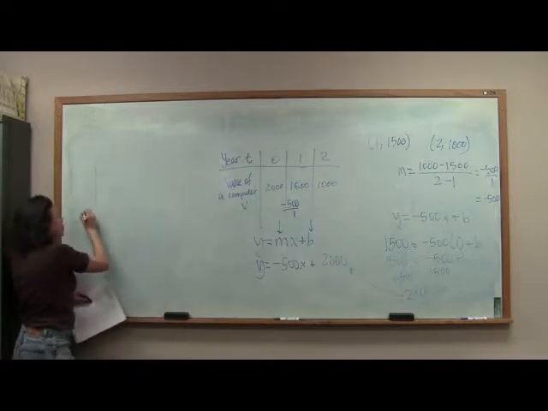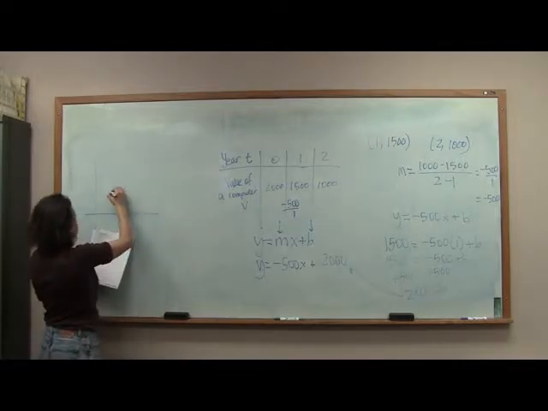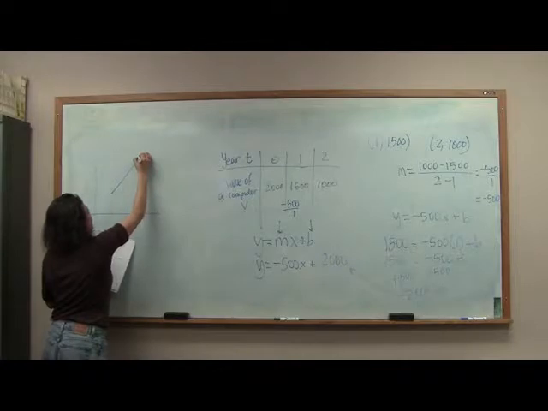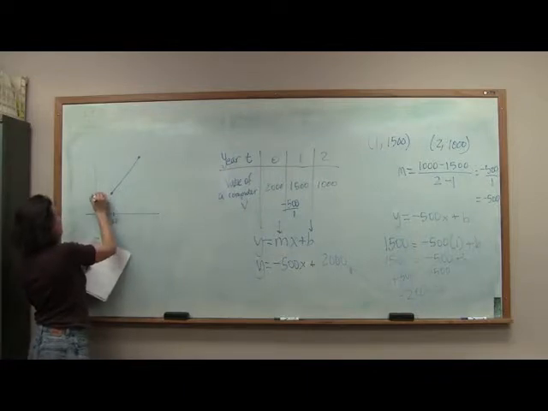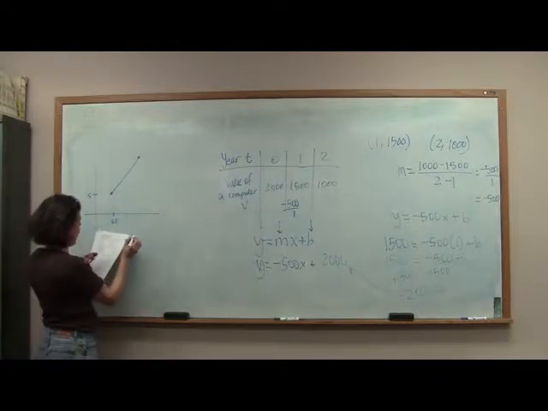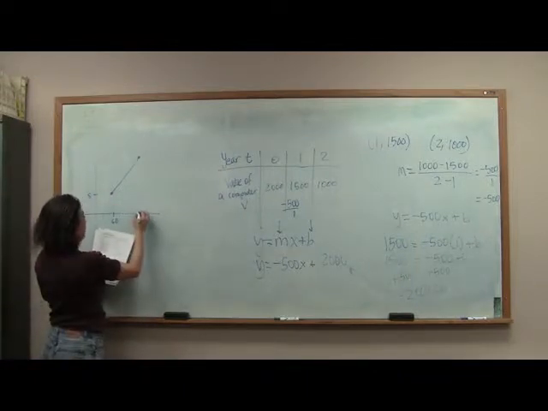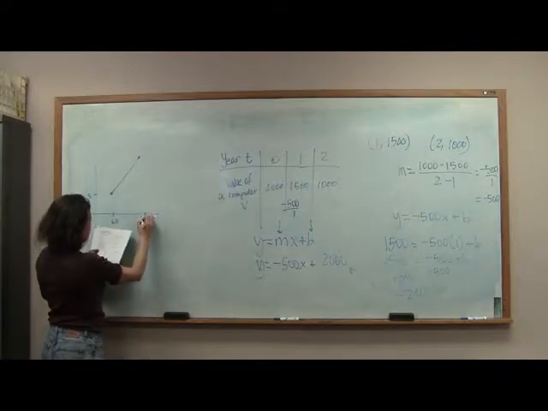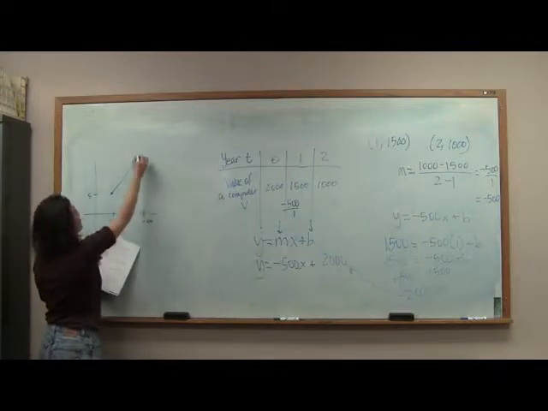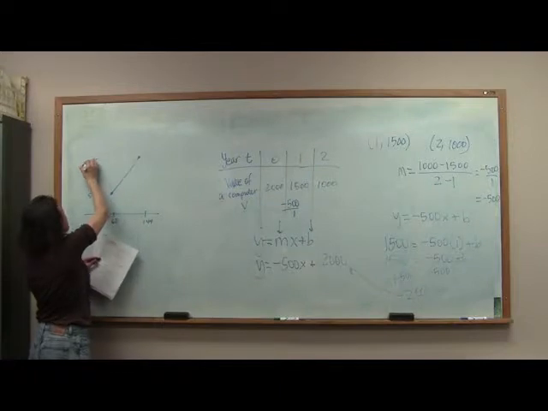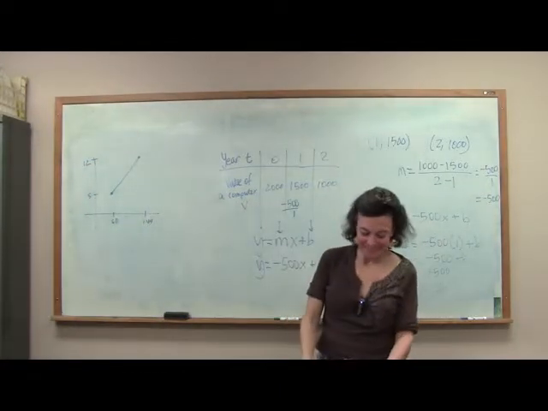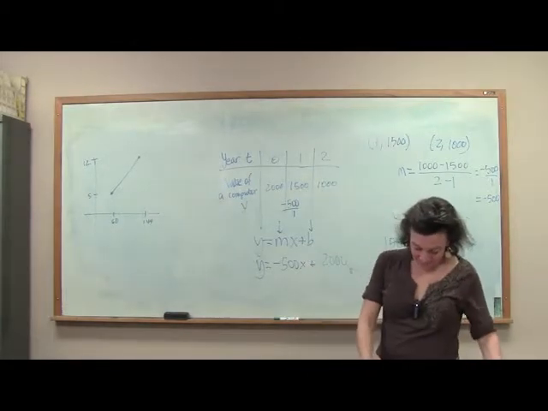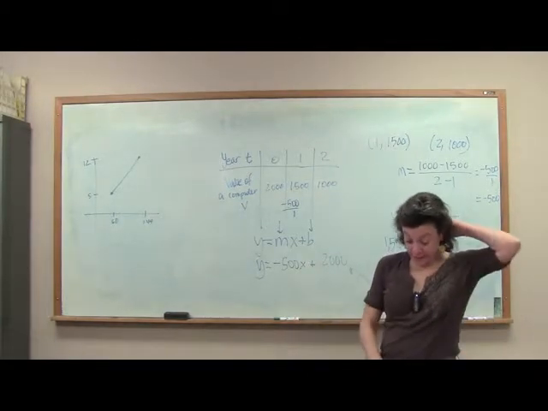If we're given a graph, let's pretend we have this line, and we're given that this is 60, this is 5, and this is 144, and that's up at 12. Not drawn to scale. Well, how would we do this guy?